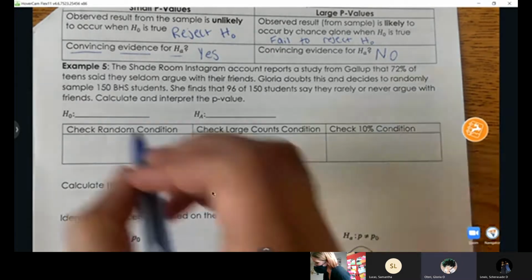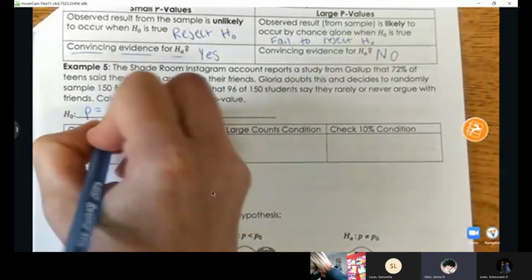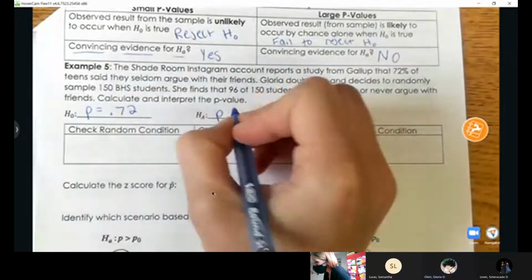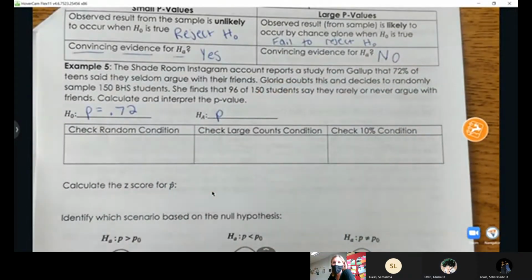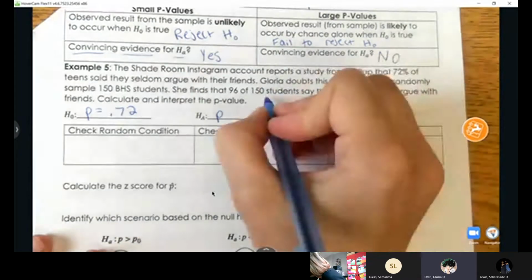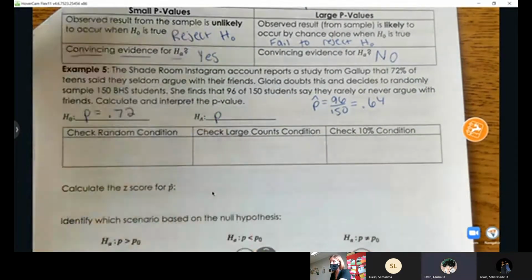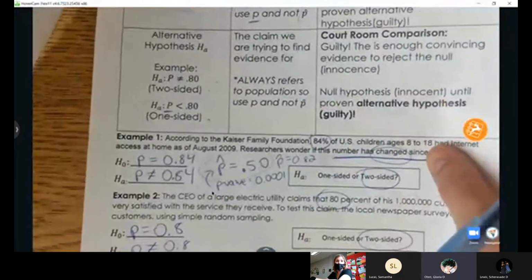The null is 0.72. Okay. And the alternative is 0.64. Ah, I see what you did. Where'd you get the 0.64 from? 96 of 150 students. Perfect. So what you did was calculate the p-hat, which we need later, but remember when we're writing the alternative and the null, you use the same number, just different symbols. So like looking back, we had p is equal to 0.84 or not equal to 0.84.